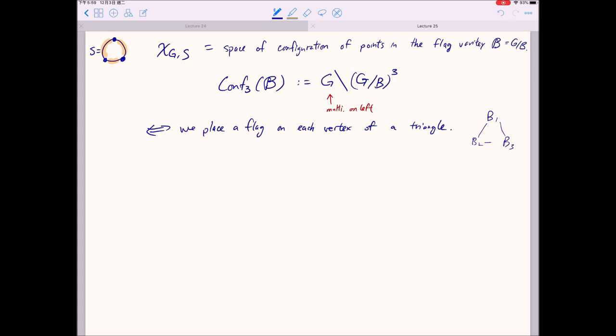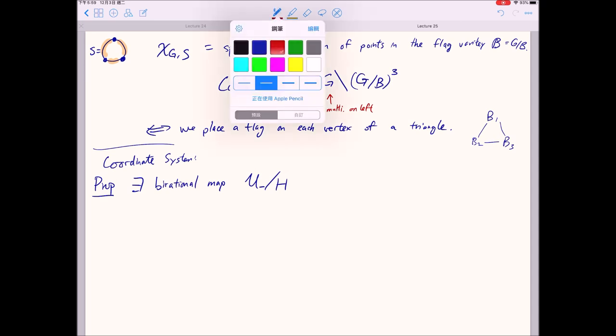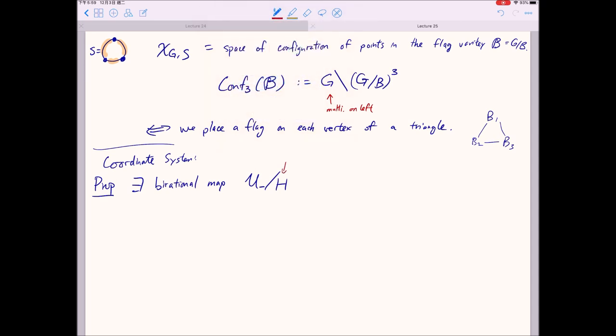We are placing three flags on a triangle. Then we can talk about the coordinate system. The proposition is that there exists a birational map from the lower unipotent subgroup modeled by the Cartan subgroup, or the maximal torus.